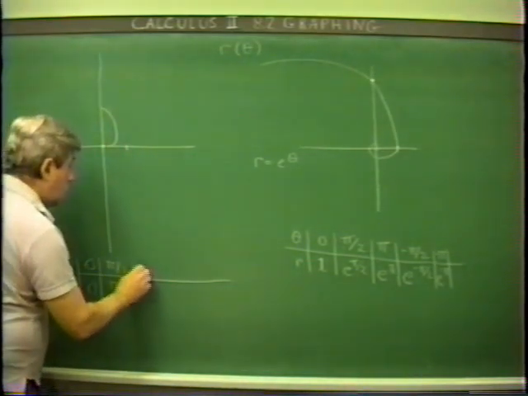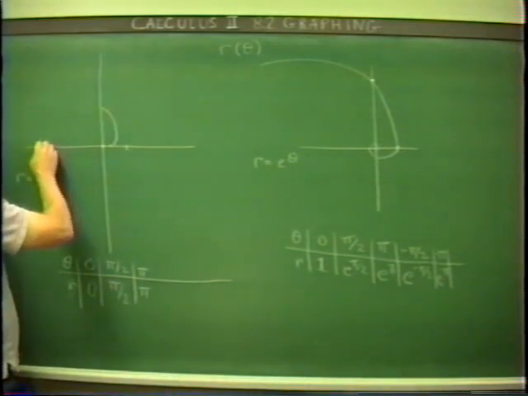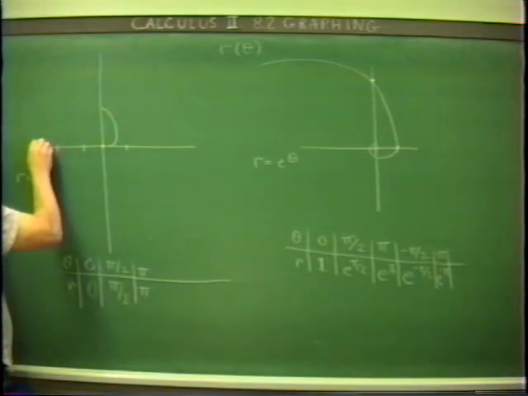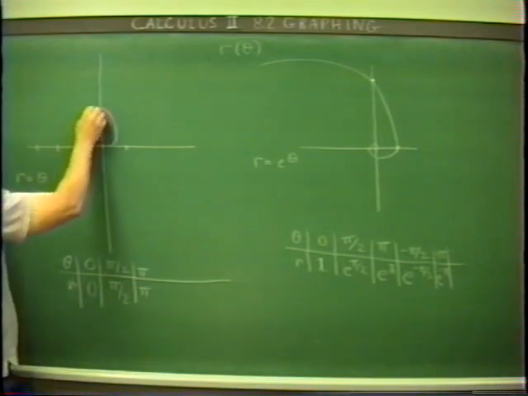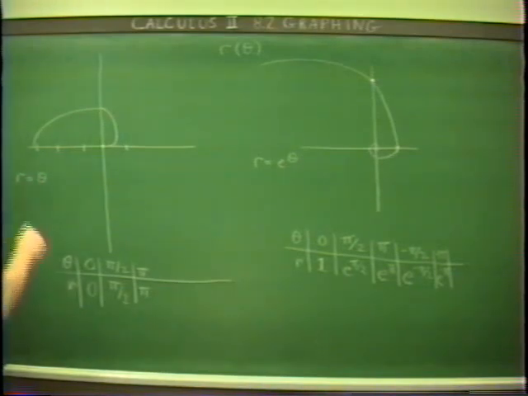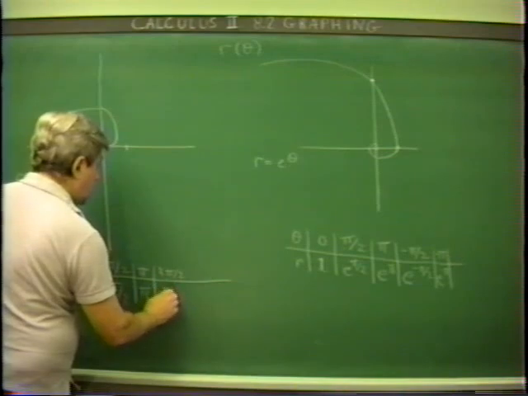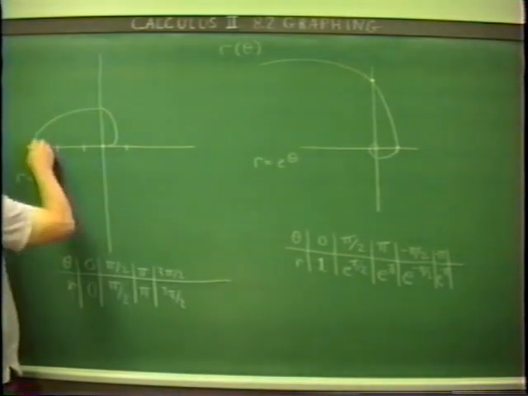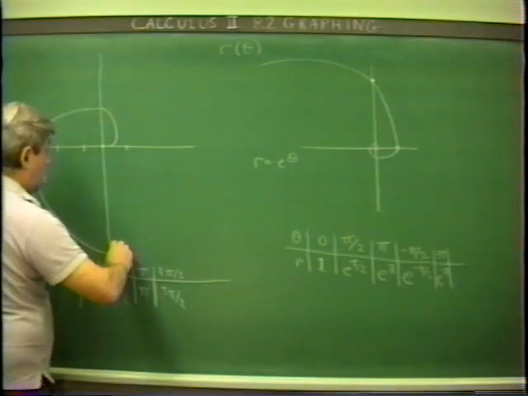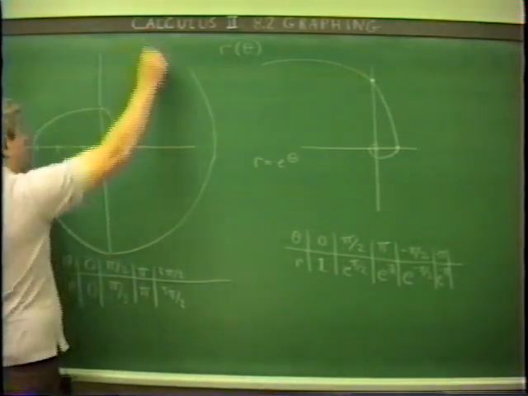When theta is equal to pi, r is pi. So it continues on like so. 2, 3 units here. r is going to be pi. And when theta is equal to 3 pi over 2, r is 3 pi over 2. And this continues on like so, and spirals out, getting larger and larger.